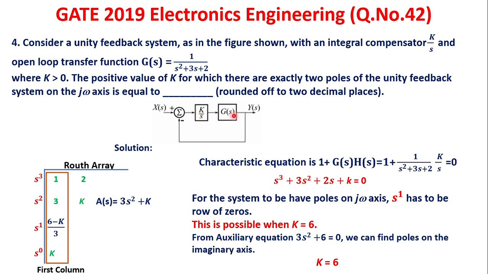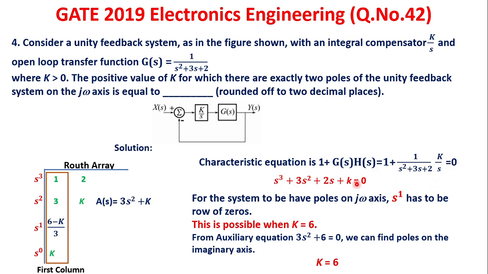So that means G of s is there, K by s is there. So form the characteristic equation by cascading this, and then 1 plus K G of s by s equal to 0. So that is what I have written, the characteristic equation: 1 plus 1 by s square plus 3s plus 2, into K by s, equal to 0.